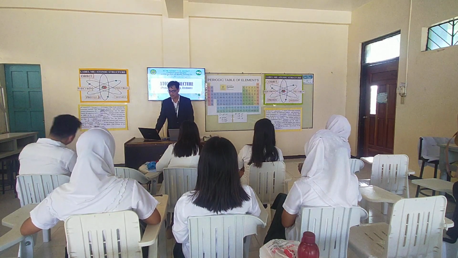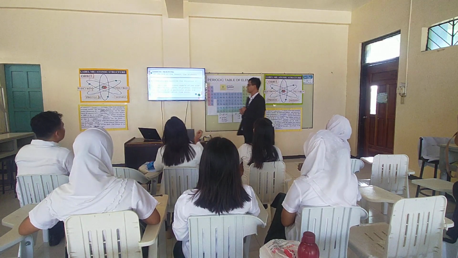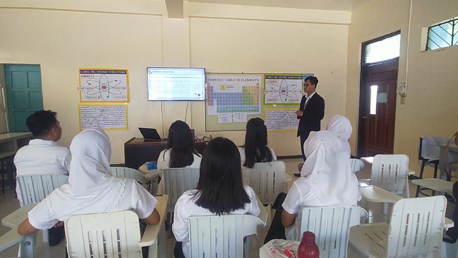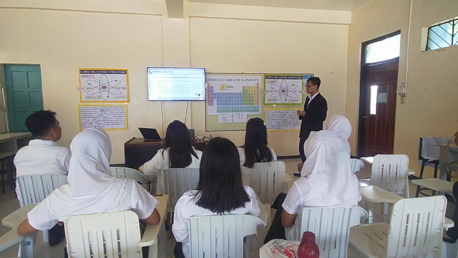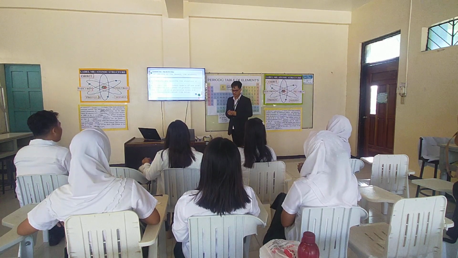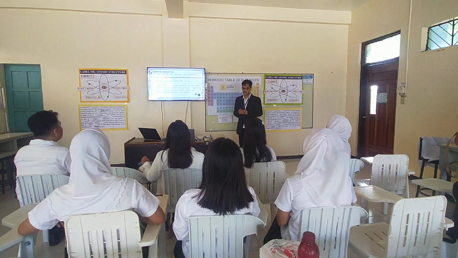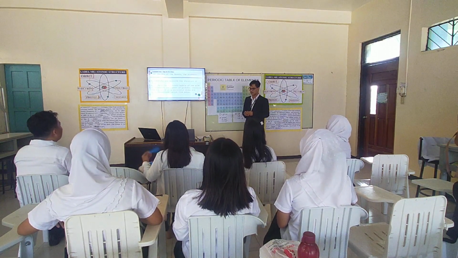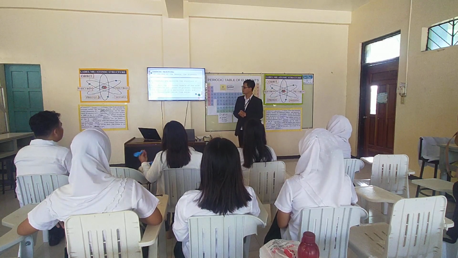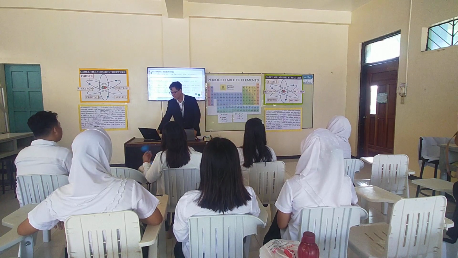So for our lesson objectives, everybody please read. At the end of the lesson, the students can identify and describe the structure of atoms, explain the different models of the atom, determine the number of protons, neutrons, and electrons of particular atoms, and differentiate cation from anion. So this time, let us discuss the different atomic models.